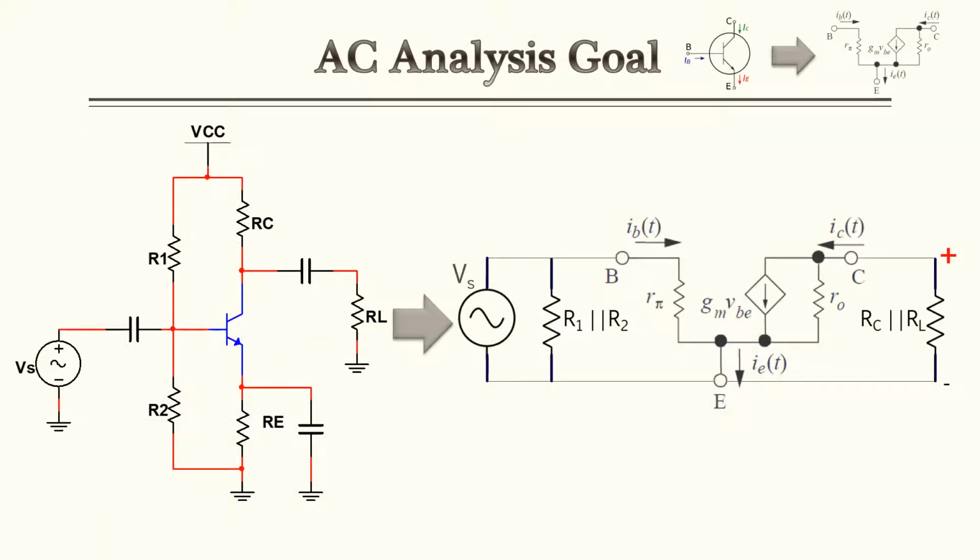So what's the overall goal we're trying to achieve here? We're going to take a BJT circuit, for this one it's a common emitter circuit, and we're going to convert it to the AC equivalent model that you see to the right. Our goal is to simplify that one circuit down to the AC equivalent model, and then we can plug and chug and find answers based on this model.